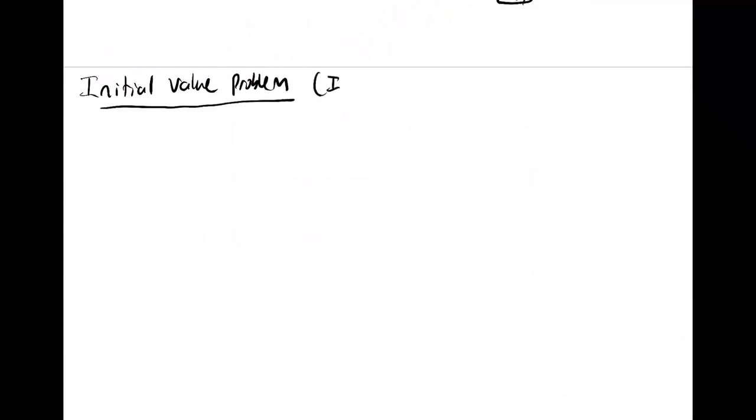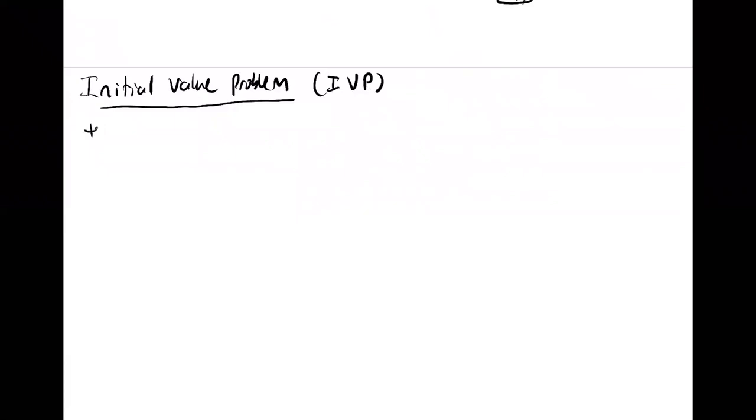Right, and so you'll often see me abbreviate initial value problem by IVP, just the first initials. And so what is an initial value problem? Well, let's suppose we impose certain initial conditions.